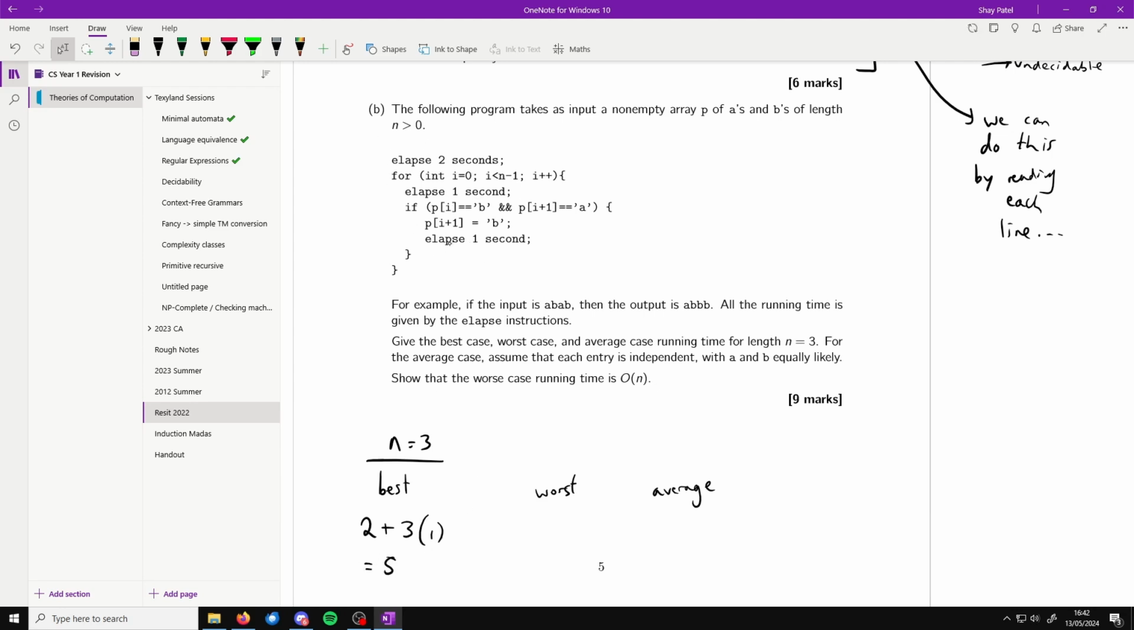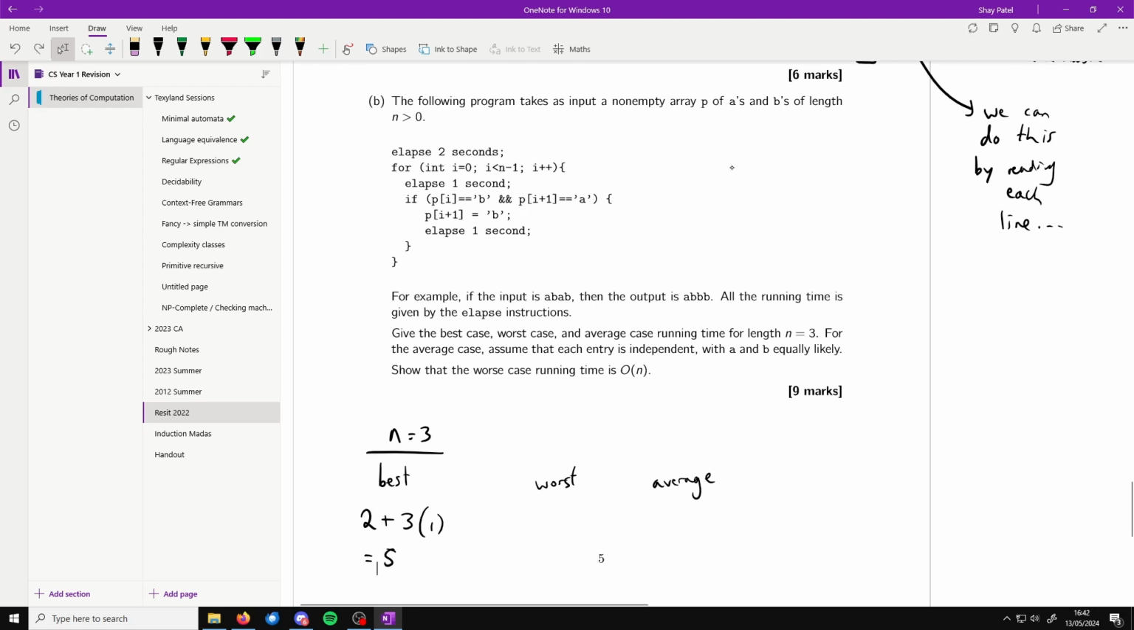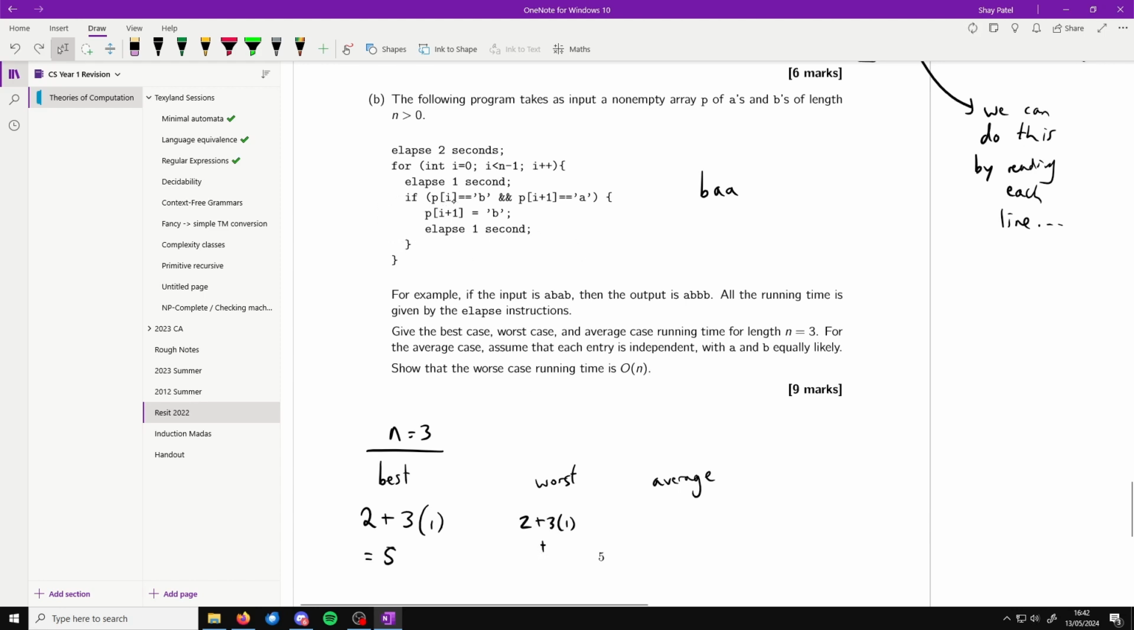In the worst case, we go into this every single time. So if we have something like A B A, we'd do 2 plus the 1 for every one of the 3 characters of the input, plus we'd also go into the if statement 2 times, because we'd say B and A, and this would become a B, and then B and A, and this would become a B. So plus 2 times 1, which is 7 seconds.